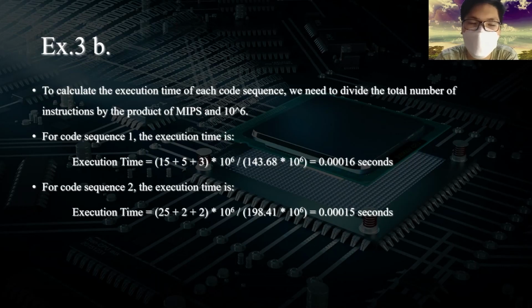Exercise 3B. To calculate the execution time of each code sequence, we need to divide the total number of instructions by the product of MIPS and 10 to the power of 6. For code sequence 1, the execution time is equal to 0.00016 seconds. For code sequence 2, the execution time is equal to 0.00015 seconds.